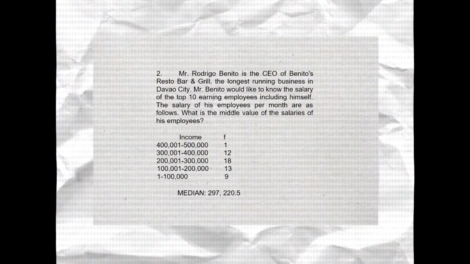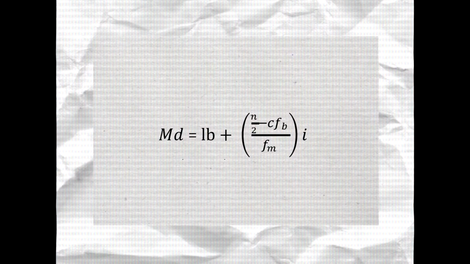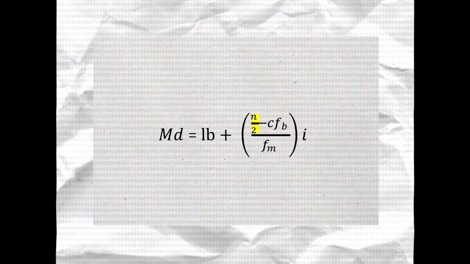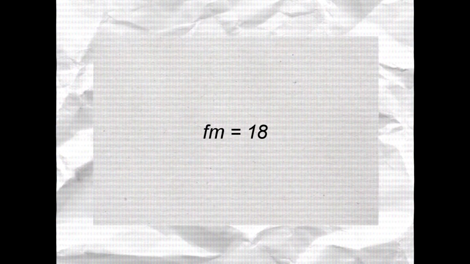For the median, we also need to follow a formula that looks like this. Now don't be scared, because the elements that may look new to you are really easy to garner. But first, what are the easiest ones to find? You have the total of all the frequencies, the frequency of the median class, which is identified through the total of all frequencies divided by 2, which, for this problem, is 18. Now that that's set aside, let's proceed to the solving.